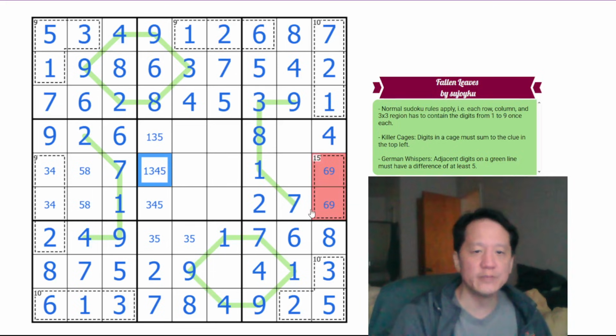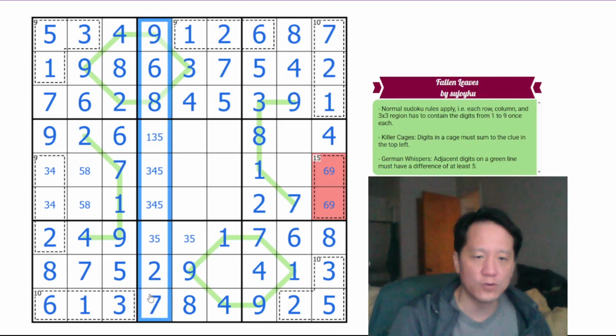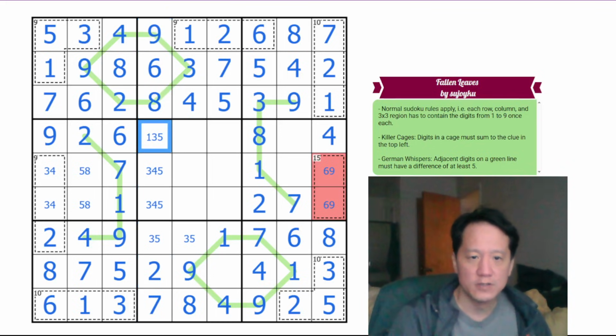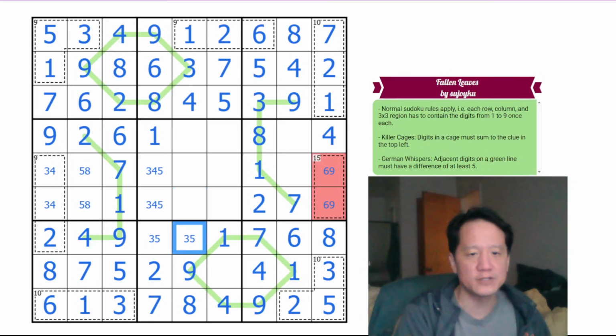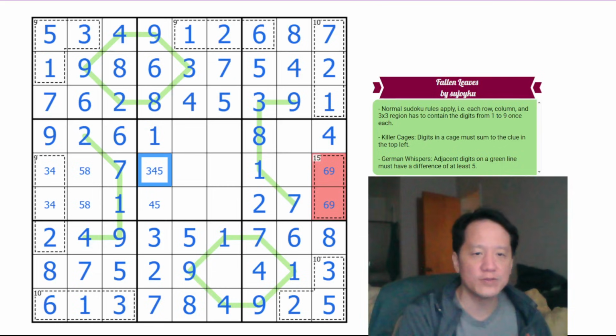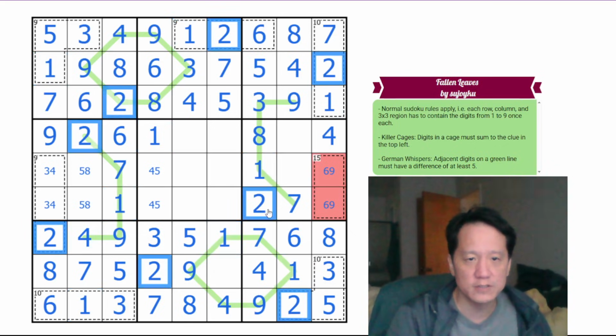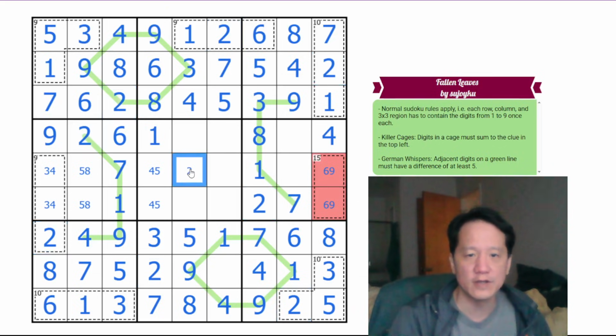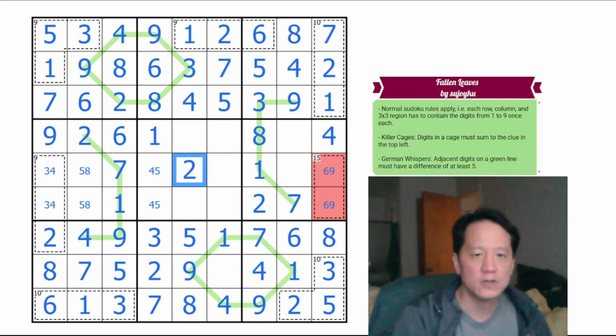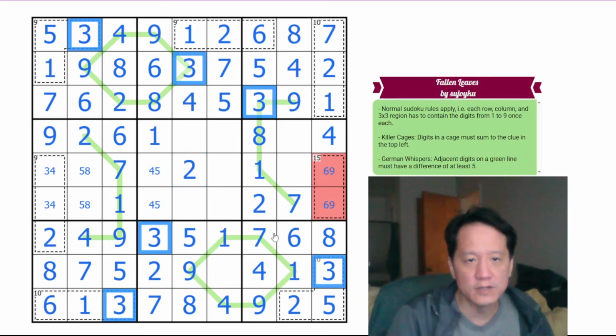So 1 eliminates 1 here. Where is the 1 in column 4? It has to be here. So this is 1. 3 eliminates 3 here, so it's 5 and 3. That means this can't be 3. We have 1, 2, 3, 4, 5, 6, 9 1s. We have 8 2s. We know where the last 2 has to be. It has to be there. 3s.